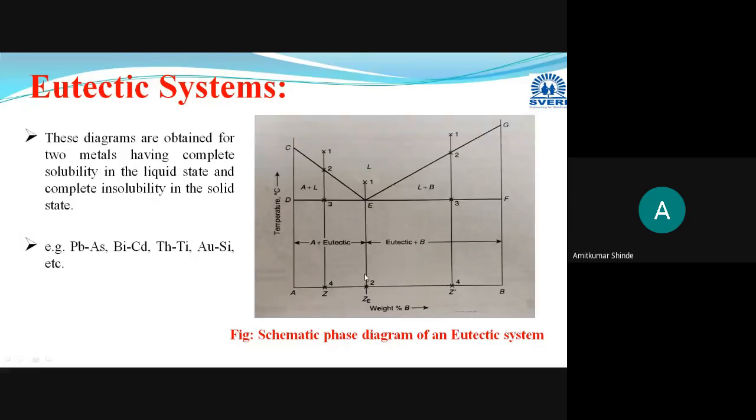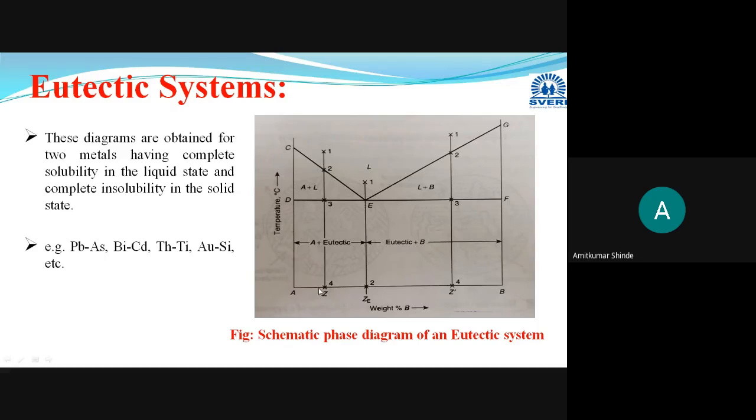I am highlighting this line here. This vertical line will divide this diagram. The portion which is present towards the left-hand side of this eutectic composition will be termed hypoeutectic alloys, and all the alloys which will be present towards the right-hand side of this point E will be termed hypereutectic alloys.